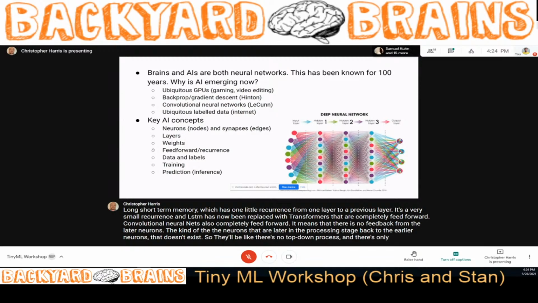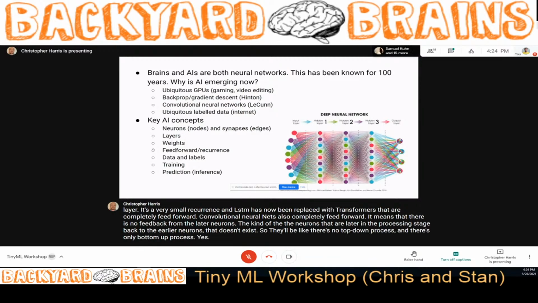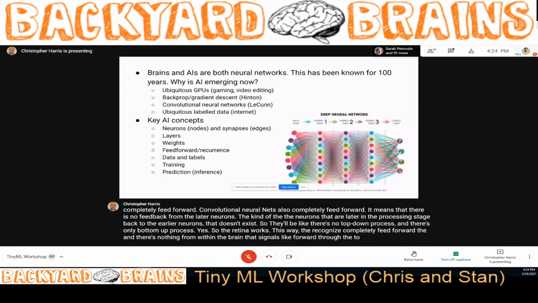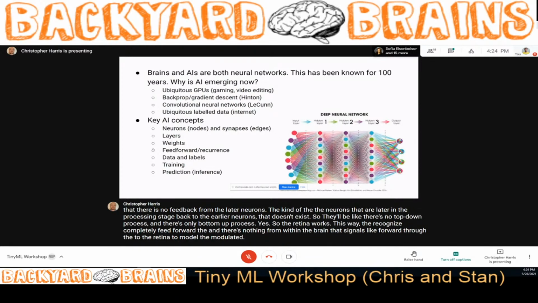Yes. So the retina works this way. The retina is completely feed-forward, and there's nothing from within the brain that signals to the retina to modulate it. Once you get within the brain, there's an enormous amount of recurrence everywhere. Even within individual brain regions, you have neurons projecting in both directions. So that's very different from how AI networks look.